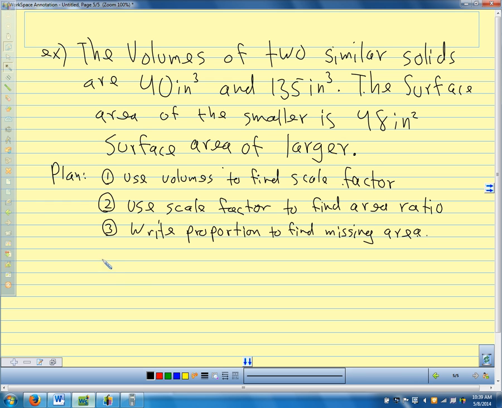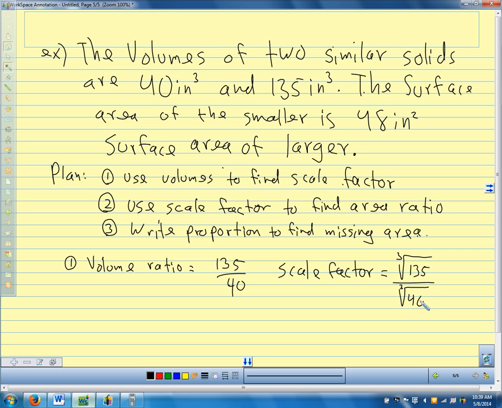So for step 1, our volume ratio is 135 over 40. Our scale factor, how do we find our scale factor from the volume ratio? Cube root. The scale factor is going to be the cube root of 135 over the cube root of 40.